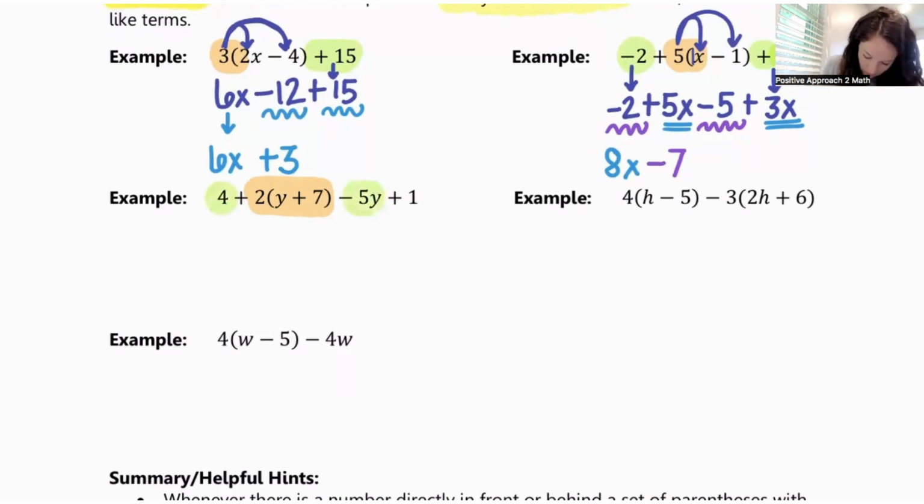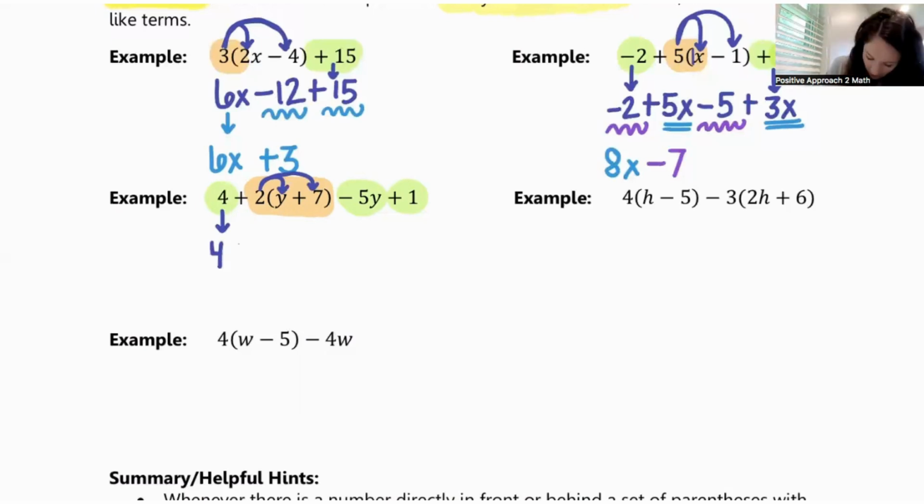4, negative 5y, plus 1. All unique, and we'll just bring them down. And then we'll deal with combining like terms at the end. But let's shatter our parentheses first. So we're going to do 2 times 1y and 2 times 7. I will bring this 4 down. Like I said, I like to draw an arrow so I don't forget it or leave it behind.